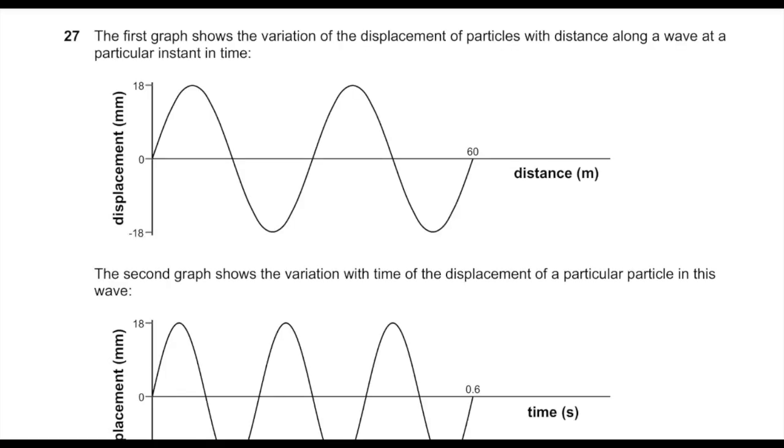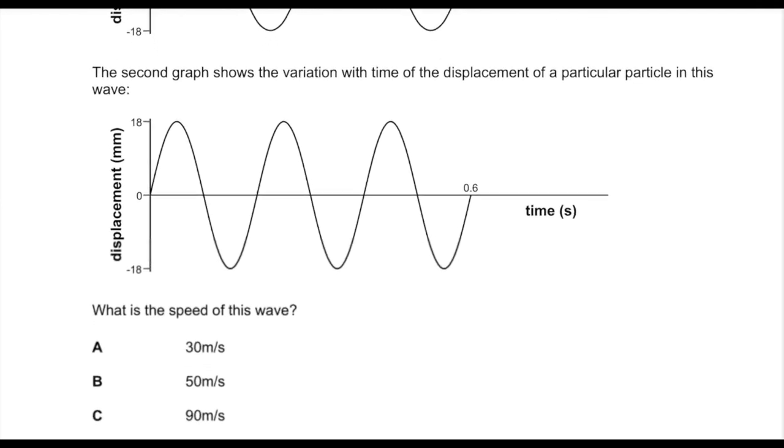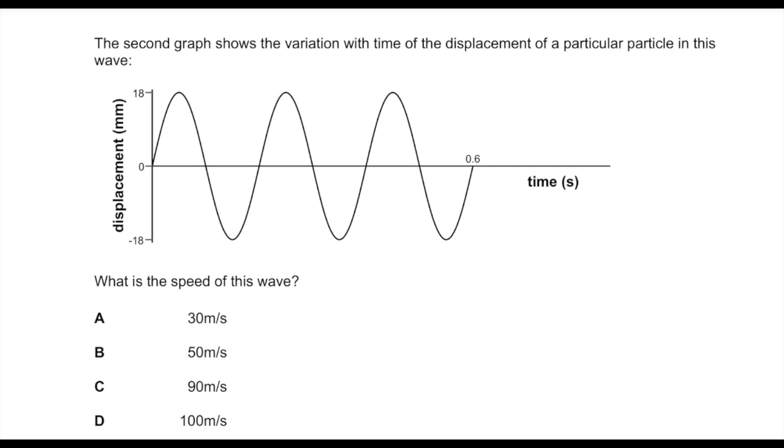Question number 27. The first graph shows a variation of the displacement of particles with distance along a wave at a particular instant in time. The second graph shows a variation with time of the displacement of a particular particle in this wave. What's the speed of this wave? Straight away you should be thinking this is a physics question. I should be thinking about the equations that I learned in GCSE physics. And the one that stands out straight away is velocity is equal to frequency times by wavelength. Now we have wavelength in graph 1. We do not know what the frequency is, but we need to work out what the velocity is.